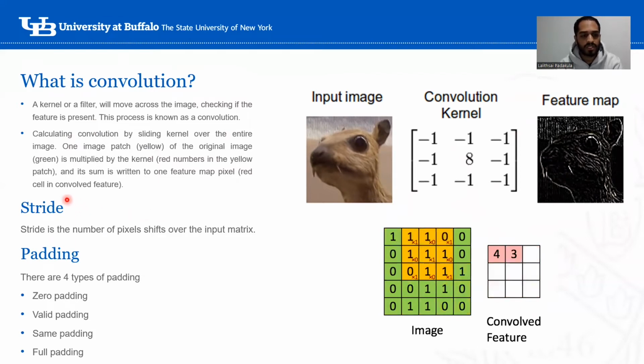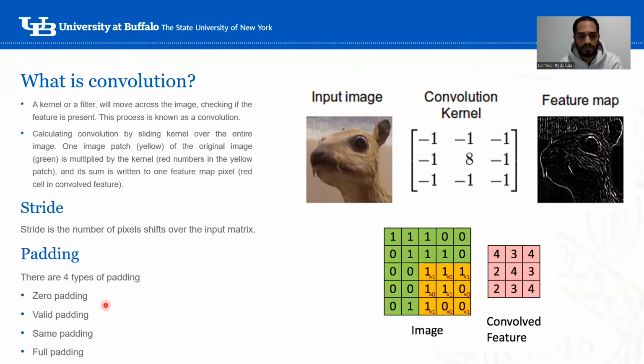And the next important thing is stride. As you can see, the kernel is moving across the image. Stride is the number of pixels the kernel shifts over the input matrix. Usually, stride will be 1 or 2, and more than 2 is a rare case. And coming to padding, there are four different types of padding: zero padding, valid padding, same padding, and full padding.